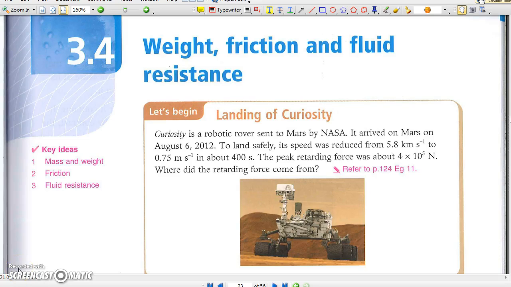Chapter 3.4 Weight, Friction, and Fluid Resistance. Resistance force usually brings us trouble, but without resistance force, curiosity cannot land on mass.